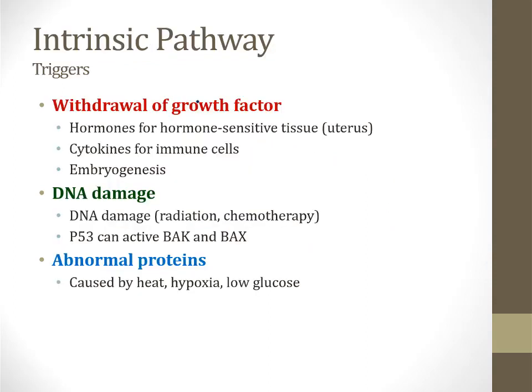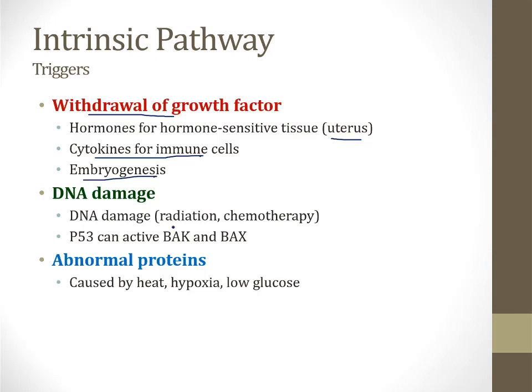Let's talk about some of the triggers for the intrinsic pathway of apoptosis. If a growth factor is withdrawn, cells will often undergo the intrinsic pathway and undergo apoptosis. So in hormone-sensitive tissues like the uterus, if the hormones are withdrawn, that will lead to cells undergoing apoptosis by the intrinsic pathway. Cytokines drive the growth of immune cells, but when those cytokines go away, those immune cells will undergo apoptosis by the intrinsic pathway. And also the intrinsic pathway is heavily involved in embryogenesis.